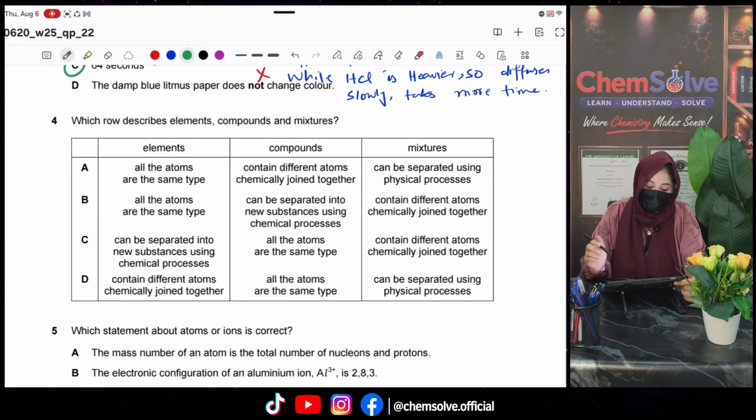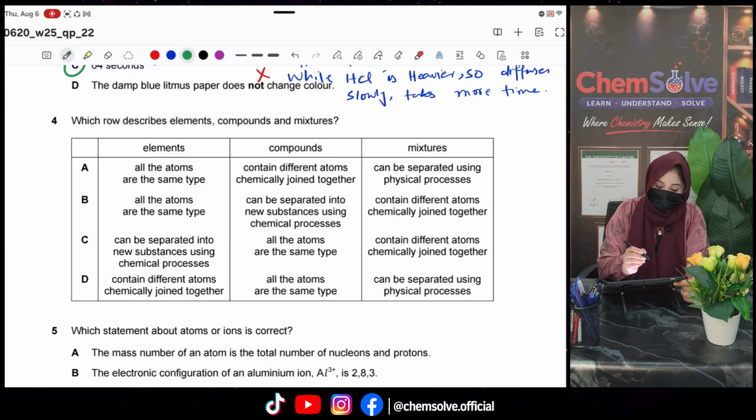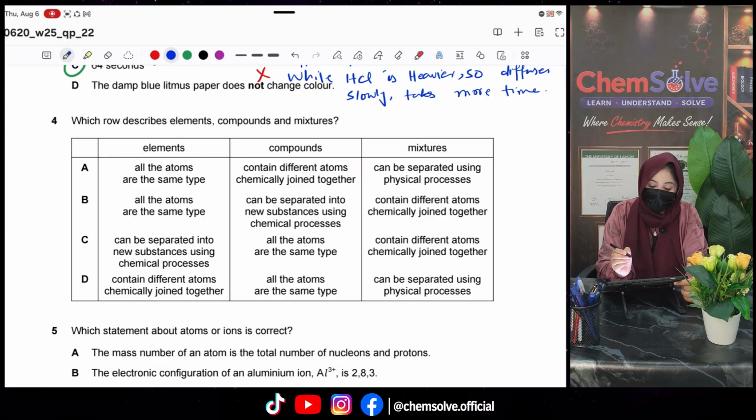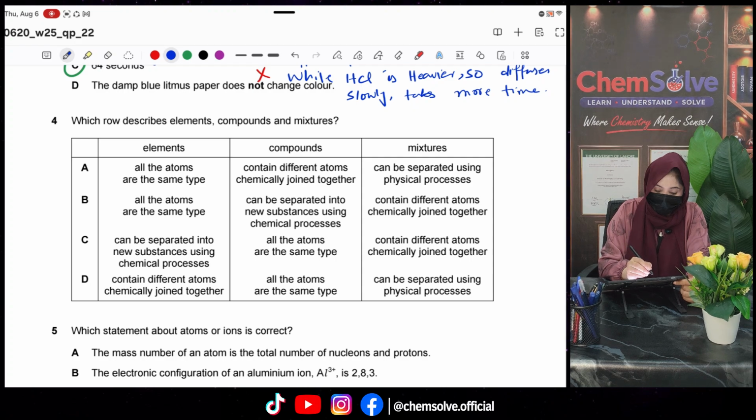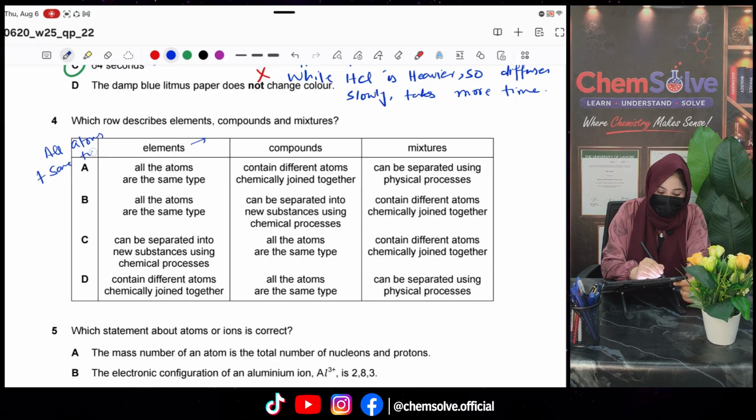Okay, now coming to our question number 4, which asks us to describe the element, compound and mixture. Before looking at the options, let's look at our own understanding of what an element, compound and mixture are. So an element has all atoms of the same type in it. And what is a compound?